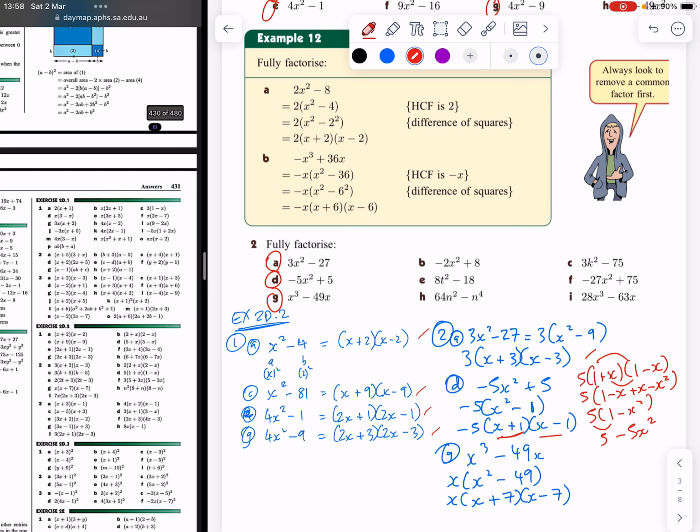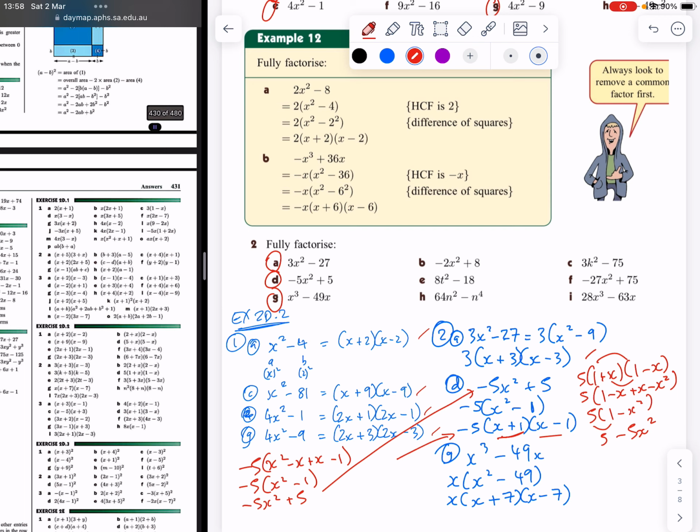Wait, my answer's just as right, I think. Negative 5, FOIL this out: x squared, negative x plus x, take 1. Negative 5 lots of x squared take 1, negative 5x squared plus 5. Oh, they're the same. They're just as correct. Both answers acceptable. I don't mind whichever way you do it. Their way or my way works.